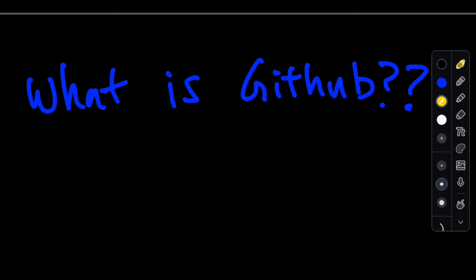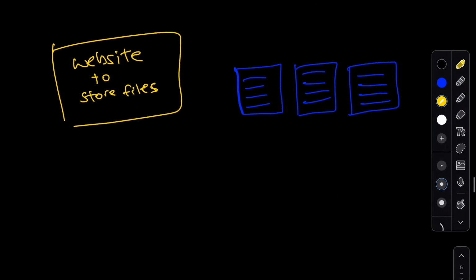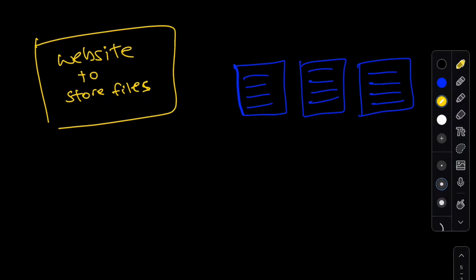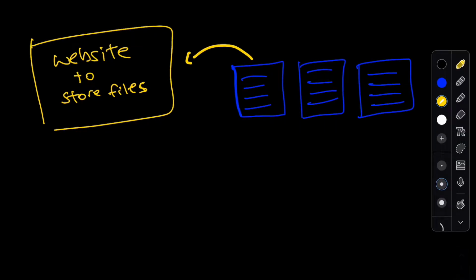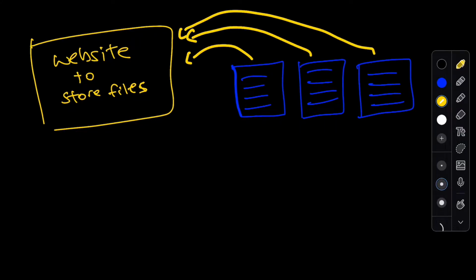Okay, quick tutorial today on what is GitHub. By the end of this, I hope that you understand the fundamentals of GitHub. In the most basic sense, GitHub is just a website where we can store files. Put files in there and GitHub keeps them safe. Great, right? So what's so special about GitHub?